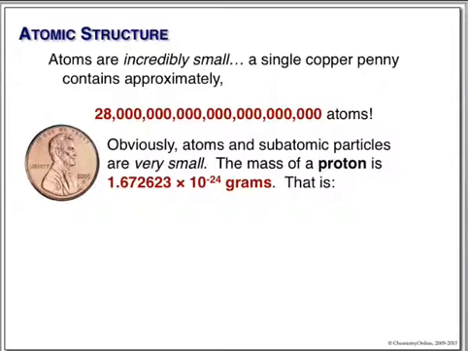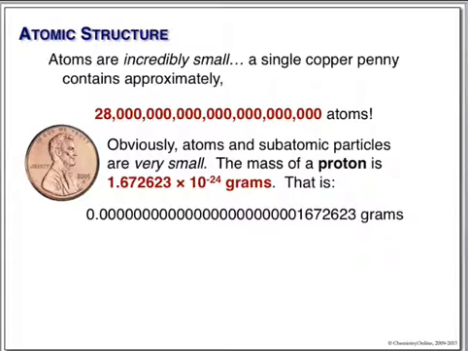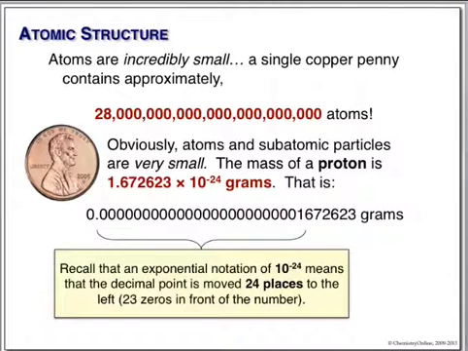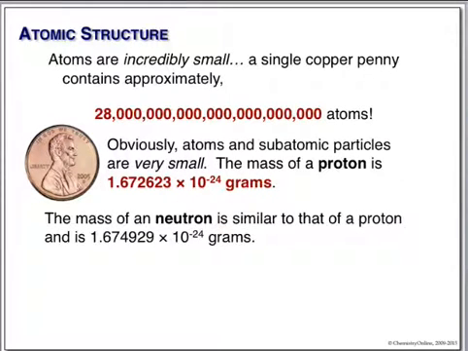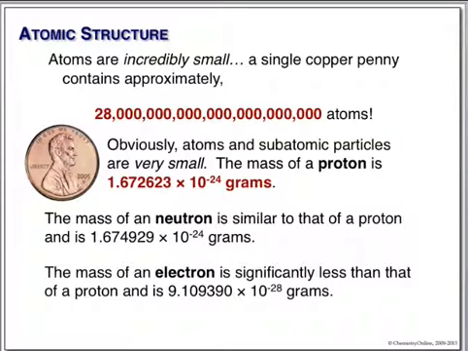If this was a copper penny, it would have roughly 28 sextillion atoms in it. Huge number. The mass of a proton is very small, about 10 to the minus 24 grams. And again, that's all these zeros in front. We're moving our decimal place 24 spots. Our proton is about 10 to the minus 24. The neutron is about the same. And the electron is much, much less.